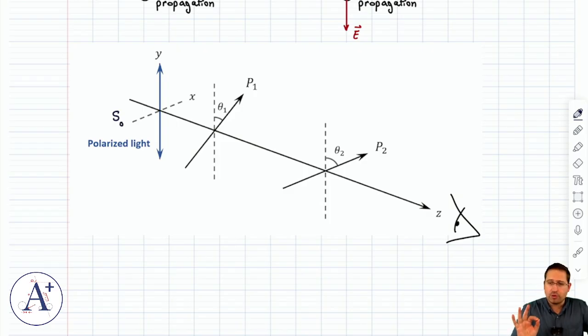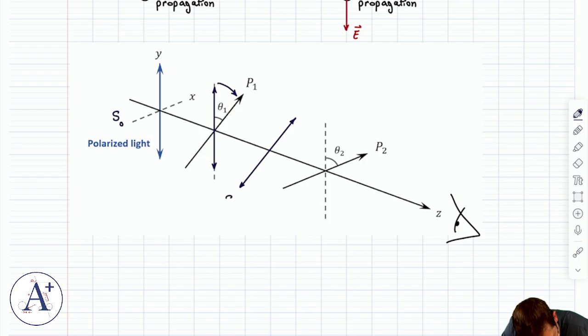So I start with polarized light. I'm in the case where polarized light hits the polarizer, and it will emerge polarized in the direction of the polarizer, rotated by an angle theta 1, because the angle that I want is the angle between the incoming light and the polarizer, which is this angle here, theta 1. So then light emerges from this polarizer along the direction of P1.